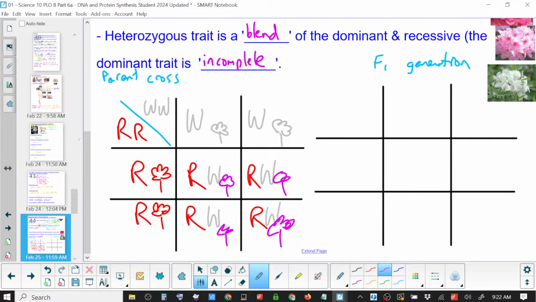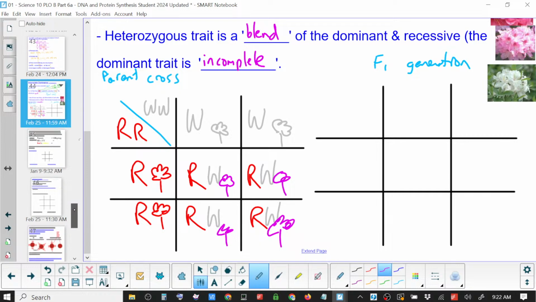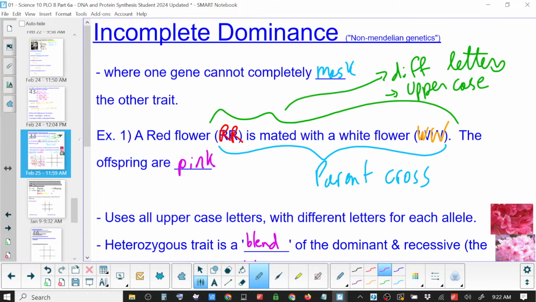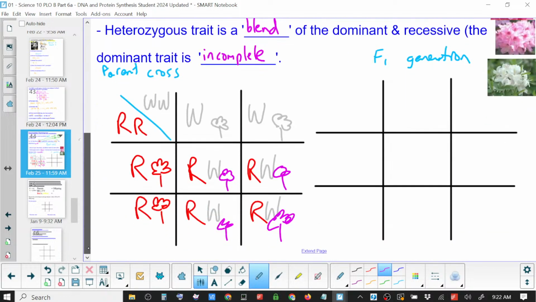Show me when you have your trait set up. Oh, hold on. Do I want you to do the second side as well? Is there a second side to this one? What's the second square for? No, we'll leave codominance for the next day, I think. So, fill out that last square. I want to see it.